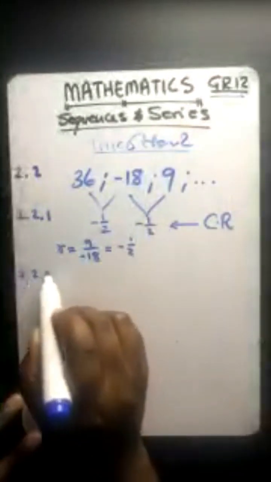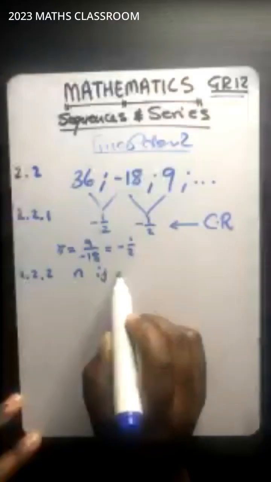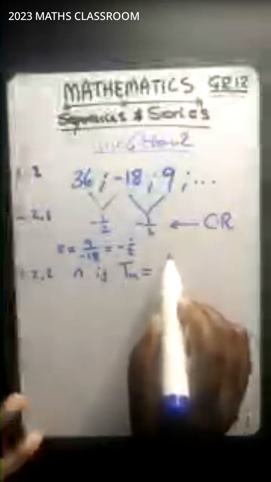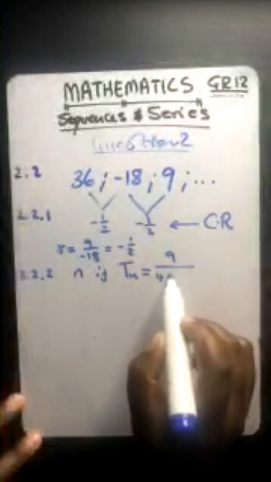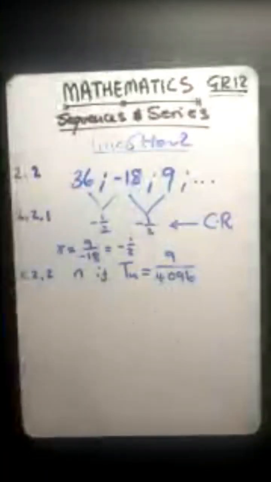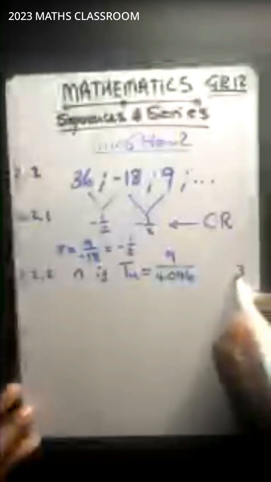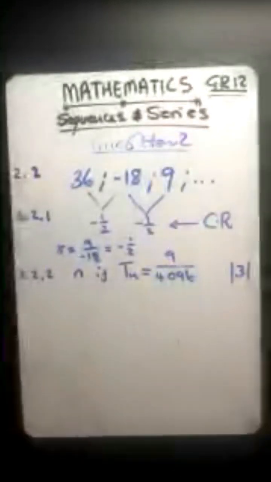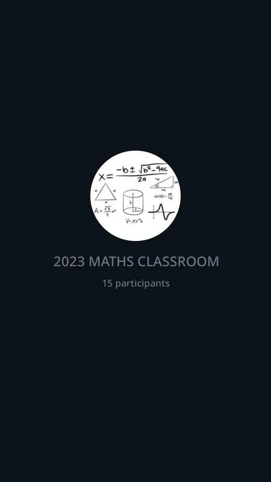Yes, calculate N if Tn is equal to 9 over 4,096. Isn't this question a bit scary? It's worth 3 marks. I know that questions 1 to 3 are not really complicated. But this one, any idea of what's going on there?